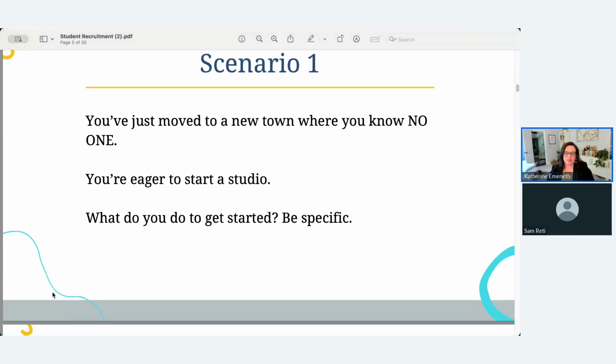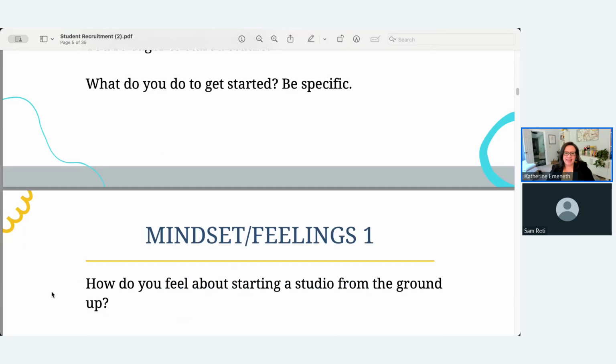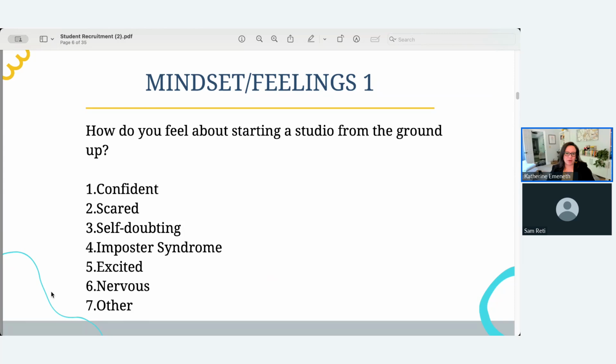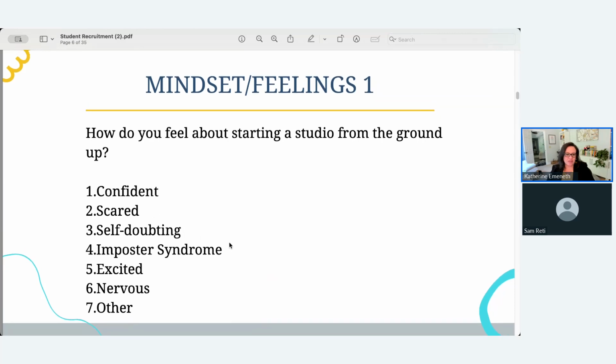Okay, great. So let's say that was you. Let's say you're starting the studio from the ground up, and how are you feeling about it? If you're trying to recruit a few more students, are you feeling confident? Are you feeling scared? Are you feeling self-doubting? Feeling some imposter syndrome, excited, nervous, or other? So in the Q&A, go ahead and type which of these things you would be feeling when you're thinking about recruiting new students for your private studio or starting one.